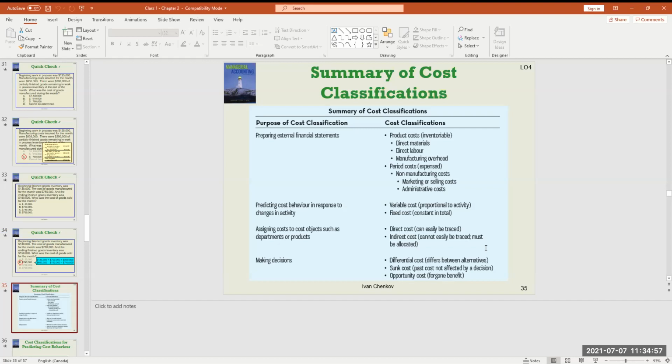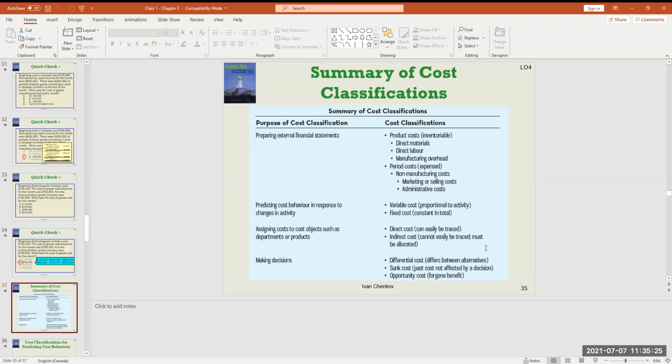So, a quick classification. What we learned so far is that we have a product cost and we have a period cost. Product cost is direct material, direct labor, and manufacturing overhead. Period cost is marketing, selling, or administrative expenses. Period cost is directly expensed. Product cost goes to inventory, and when the product is sold, it becomes an expense in cost of goods sold.